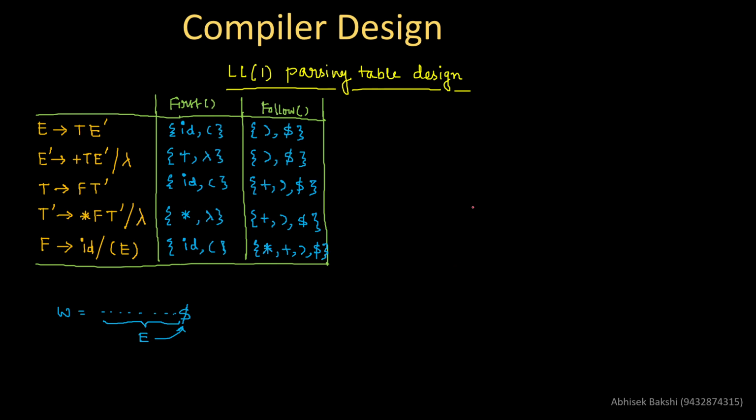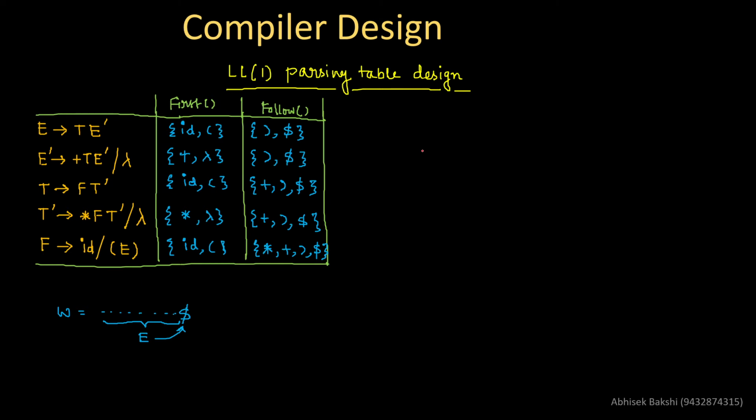So that means now we have to draw the table first. Remember one thing, in the LL1 parsing table, in the row we put all the non-terminals, and in the column we put all the terminals including the dollar. Although the dollar is not a terminal, we still put that. Why we put that, you will understand later. So let's draw the table first.